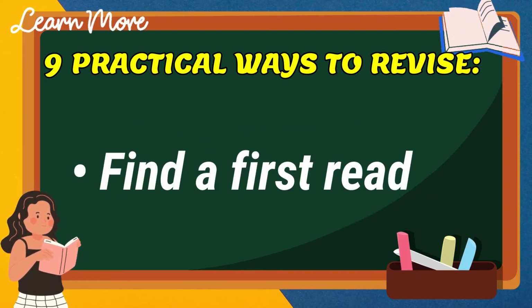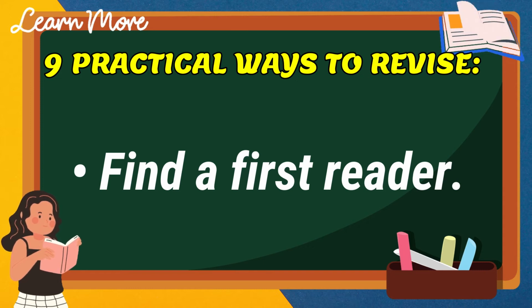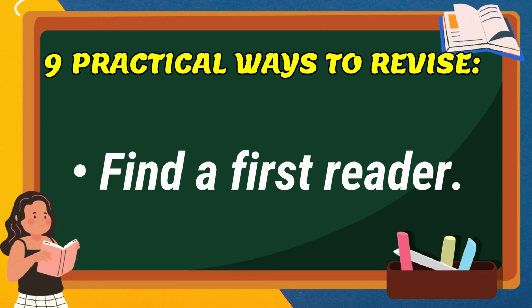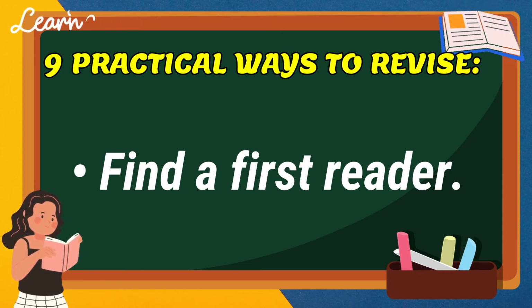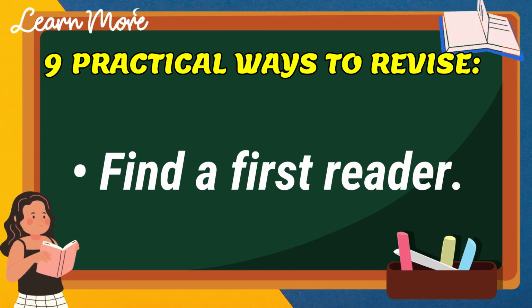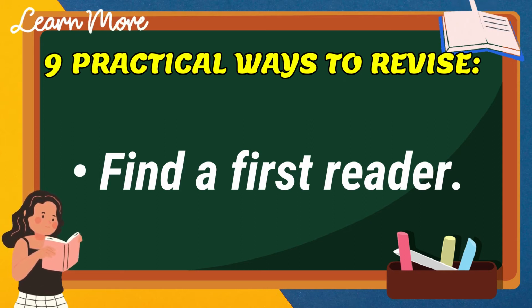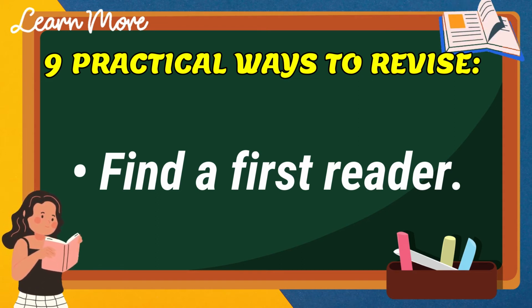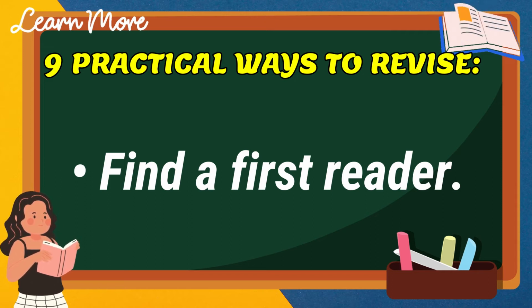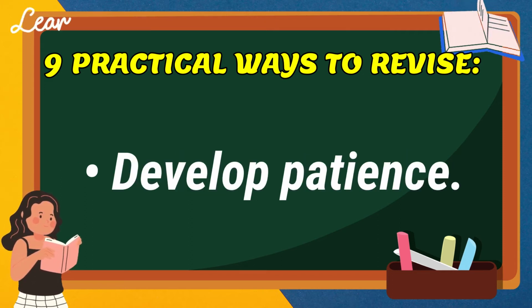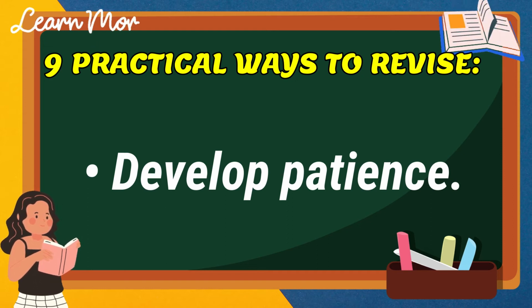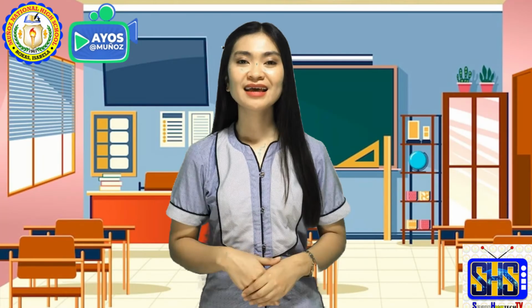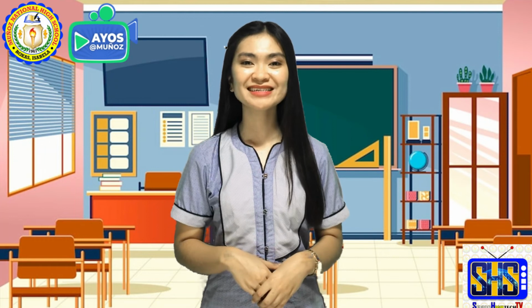Find a first reader. Editors are our first readers and our last line of defense. Show your draft to an editor or a colleague. Ask them to tell you what works and what needs work. Better to have someone help you find the path to a clear, concise, readable story than let the whole world see your mistakes. Develop patience. Good writing will come if you keep at it. Can you now start the process of revising?